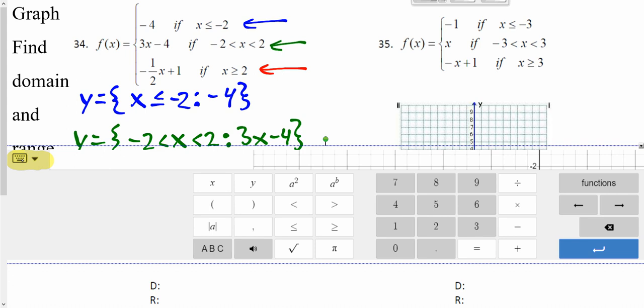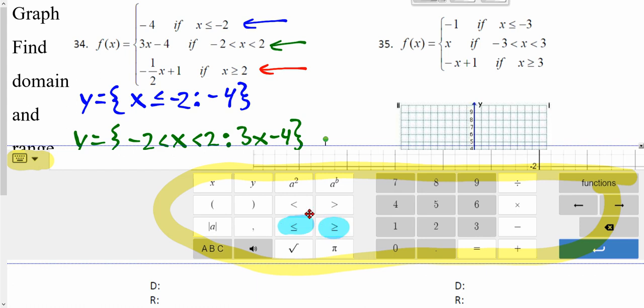If you click on that, it opens up this whole option here, which includes the greater than or equal to and less than or equal to. It includes square roots, your pi button. It includes a squared or an exponent. Also includes your absolute value. So yes, you could do your absolute value with this. So that's what I use to be able to type in the less than or equal to and the greater than or equal to that shows up here.